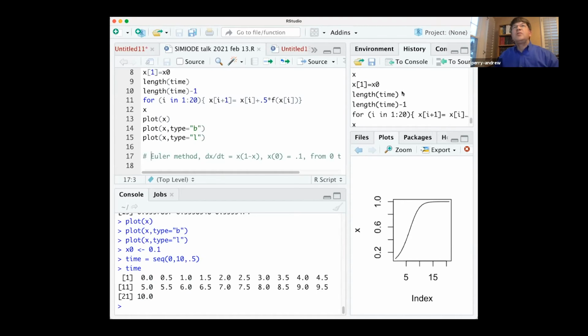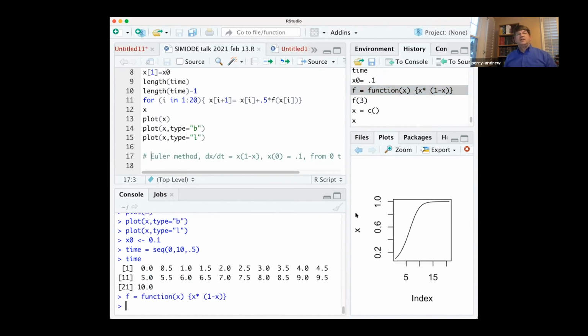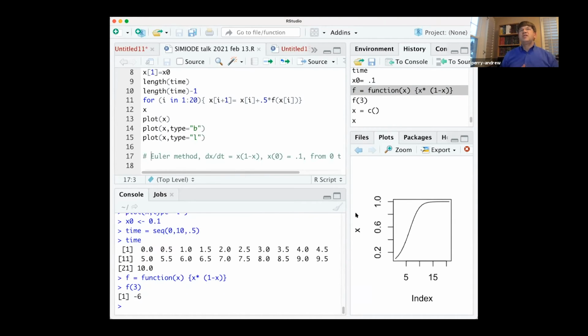Actually, I think I will make things a little bit faster and just insert code from my history window. So there is our function, and you can type f of 3 or something like that to make sure the function's working.